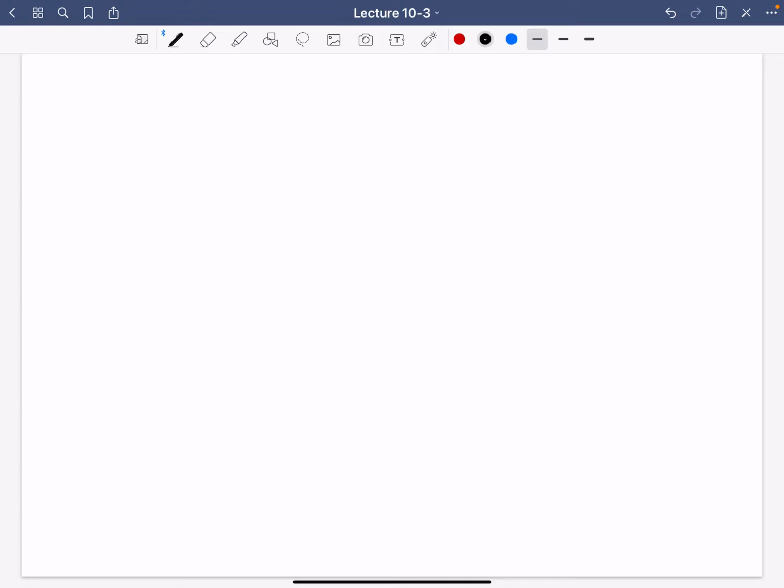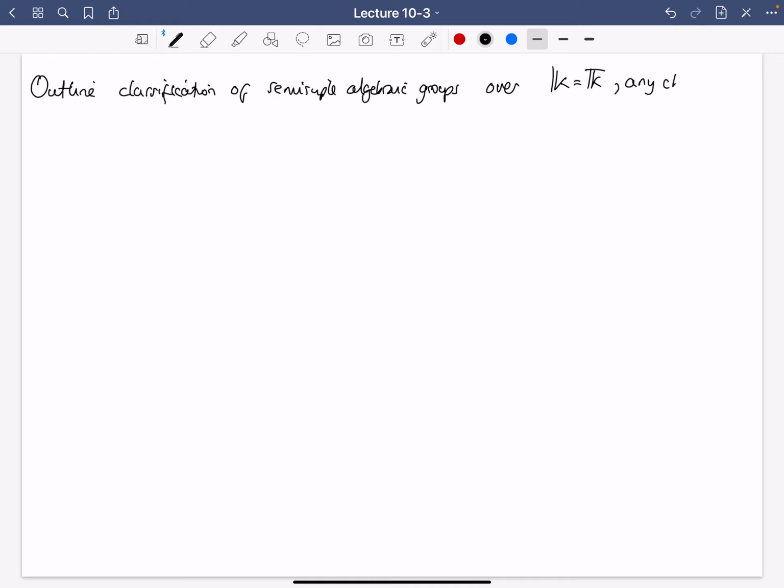Well, this is the last lecture, so I thought what I would do is outline the classification of semisimple algebraic groups. I'll do this over an algebraically closed field of any possibly positive characteristic. Okay, so I think it's kind of nice to come back to algebraic groups at the end here. So maybe I should remind you what semisimple algebraic group means.